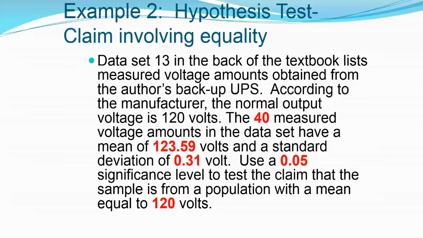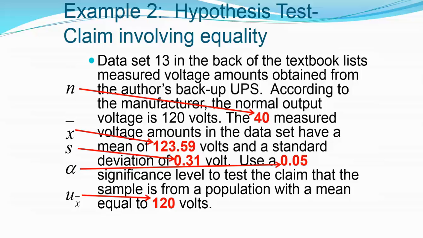So let's identify the numbers in the problem and how they'll be used in our test statistic formula and for setting up the claim and hypotheses. So the total in our sample gives us n is 40. The sample mean is x bar, and that's 123.59. The sample standard deviation is 0.31, and the significance level gives us alpha. Alpha is 0.05. Finally, the value that we're testing in our claim is 120, so that would be mu sub x bar.